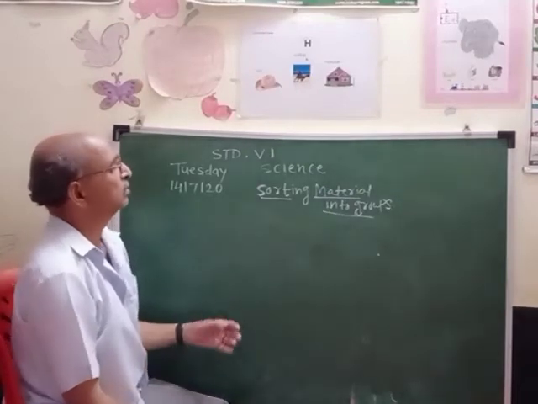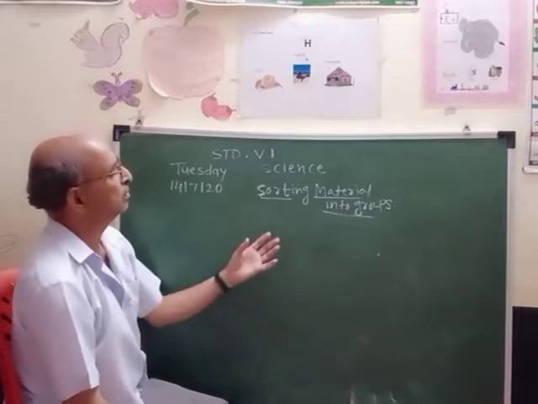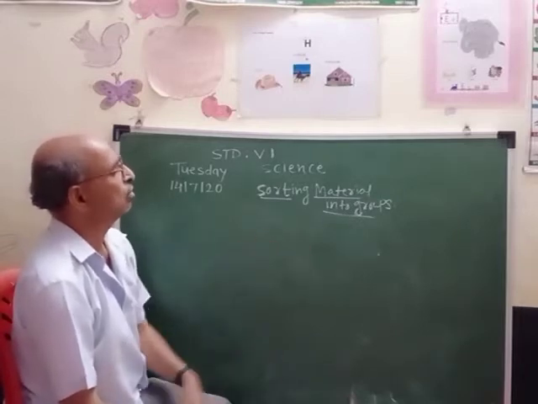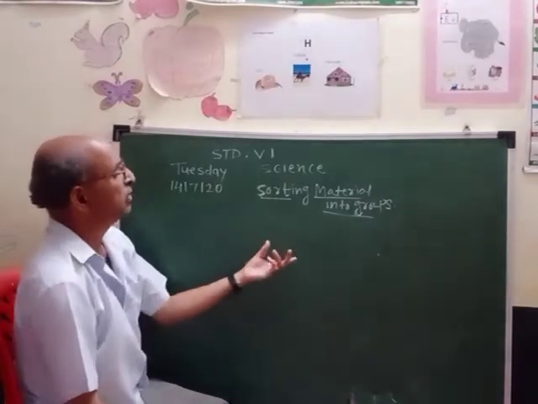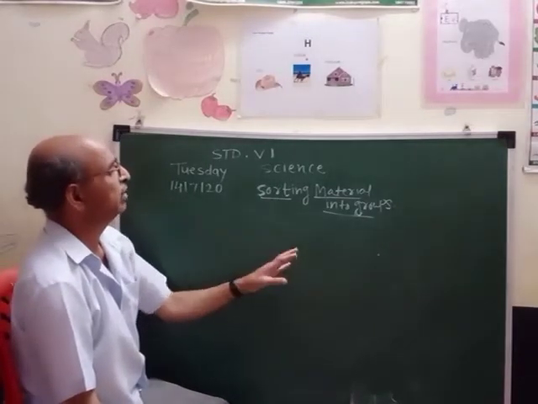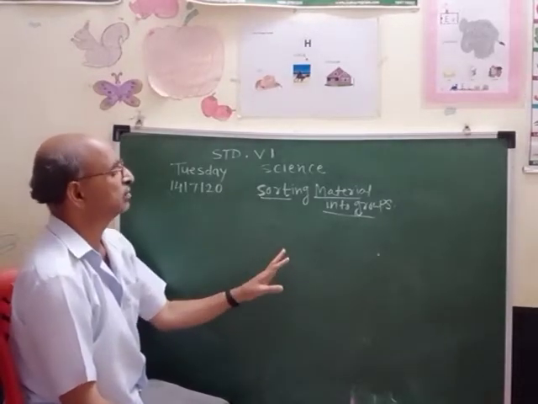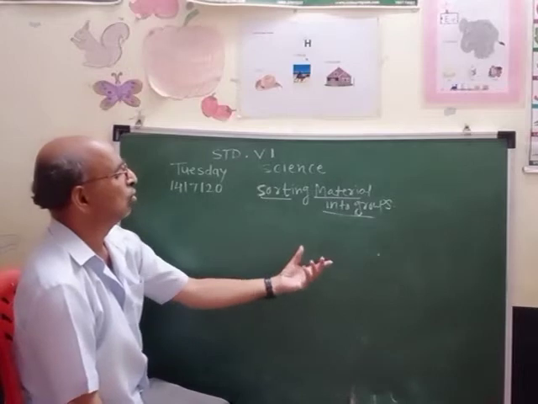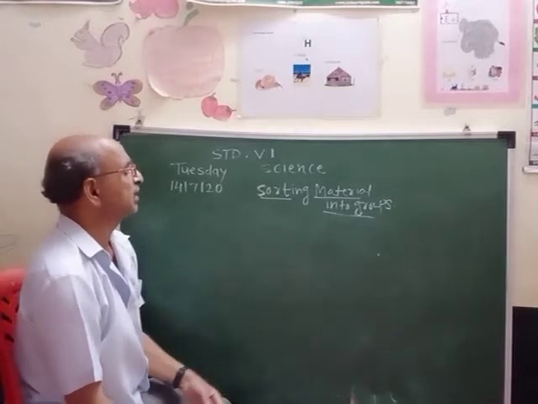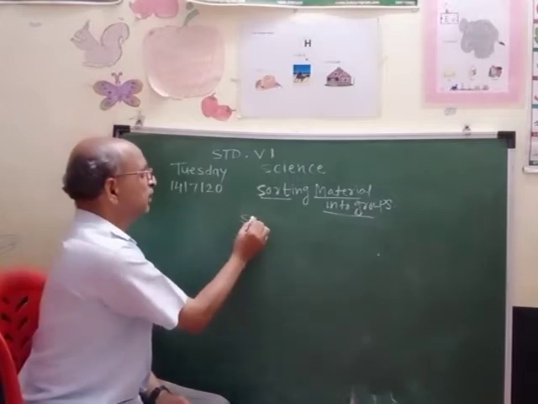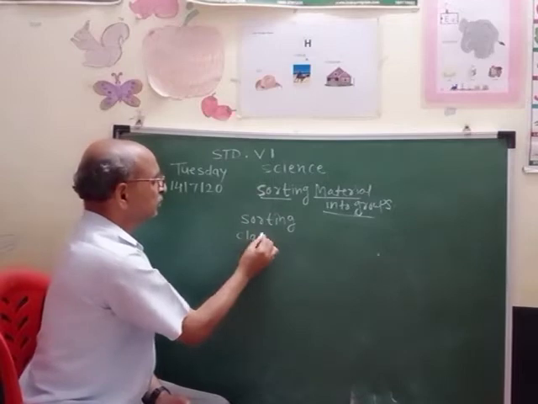Good afternoon, students. Yesterday we saw the different properties of material on which we can sort into groups. Sorting means making groups of materials that have common properties. Objects which have similar or dissimilar properties that we can make groups of, that is called classification. So yesterday we studied these two terms, sorting and classification.